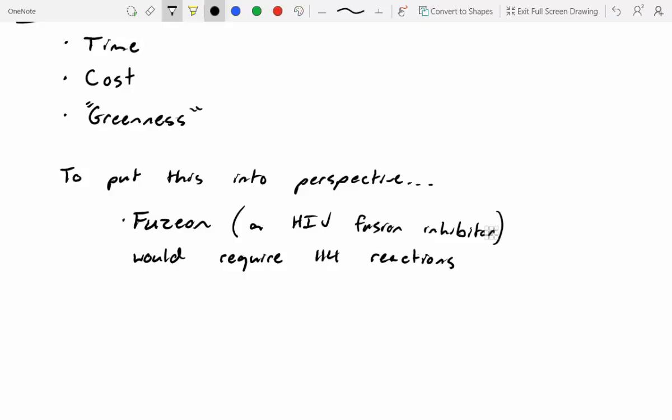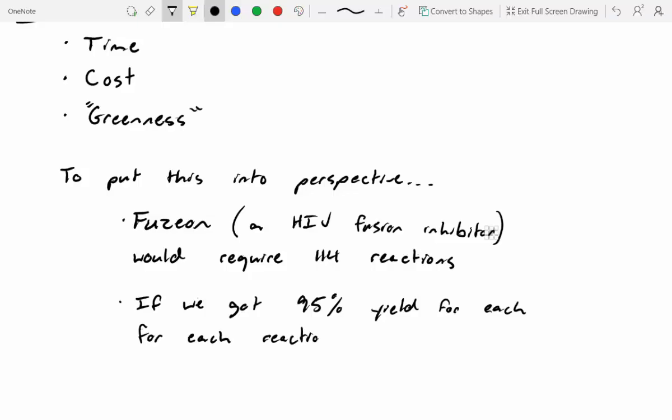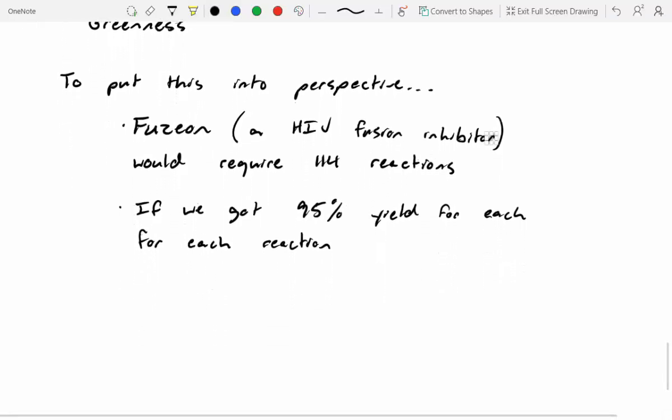Let's say we're a good chemist and we get 95% yields for all of these 114 reactions. Does anybody know what our net percent yield would be? If we got 95% yield for 114 sequential reactions, our net yield would be 0.3%.